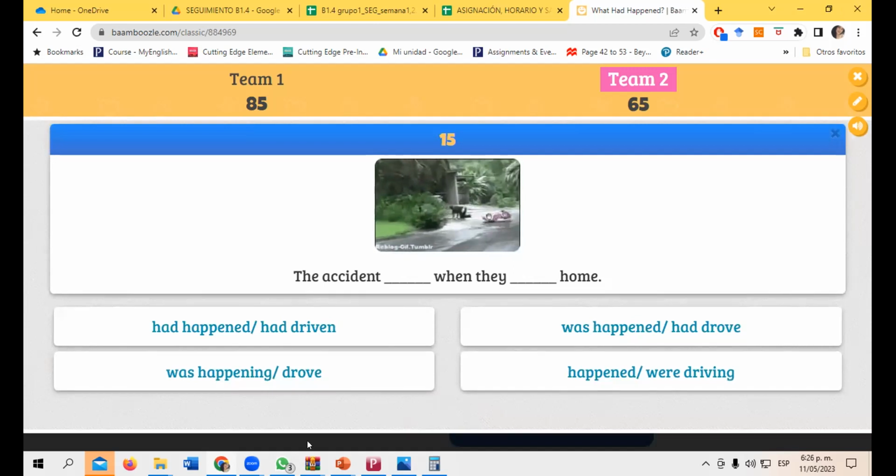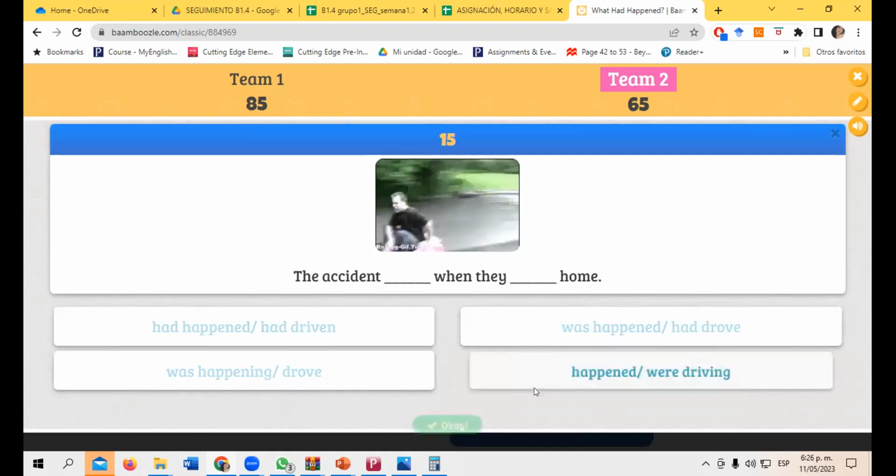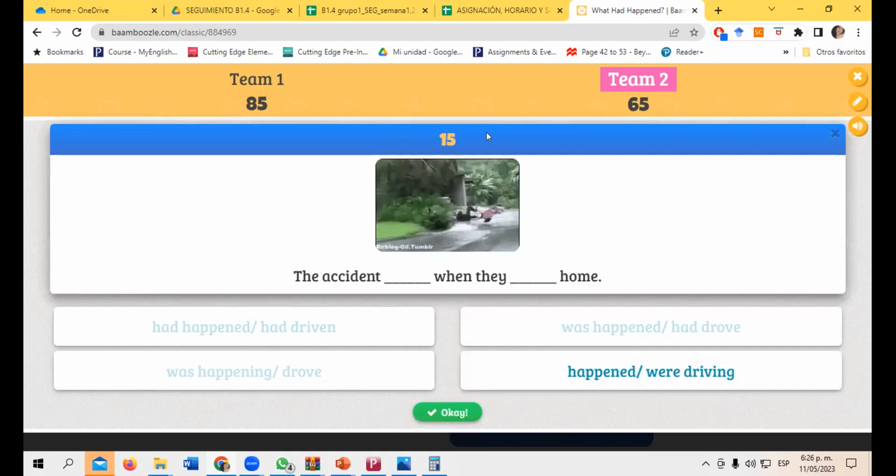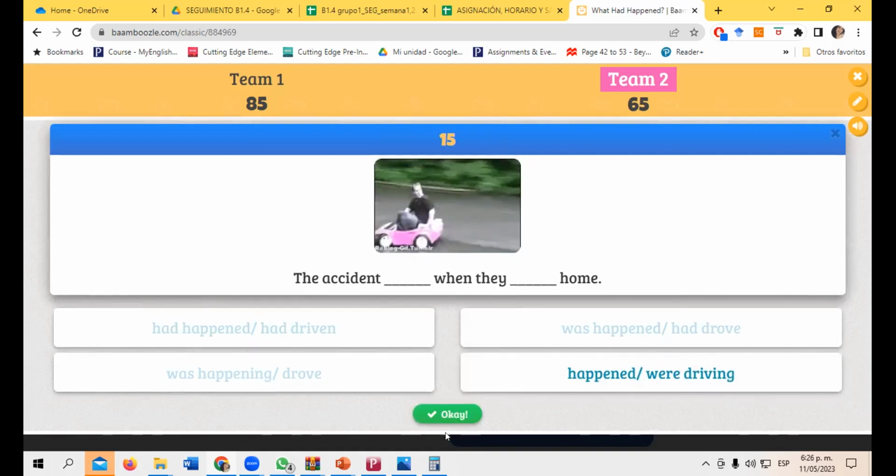Option D, happened while driving. Yes, it's correct. The accident happened when they were driving. El accidente ocurrió cuando ellos estaban conduciendo. Good.